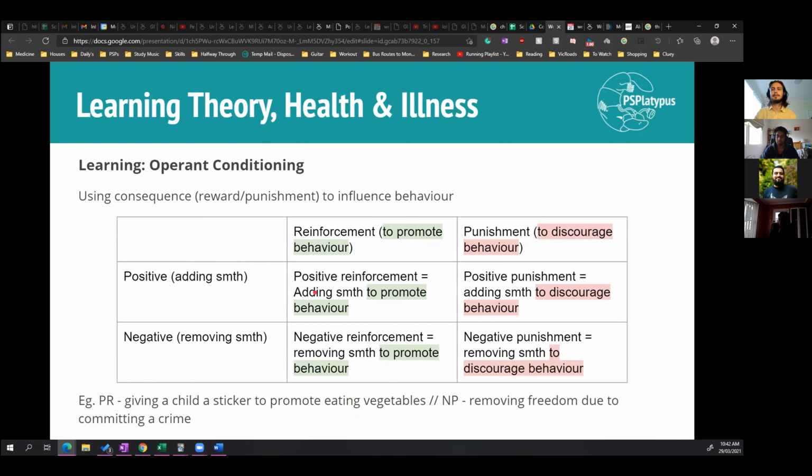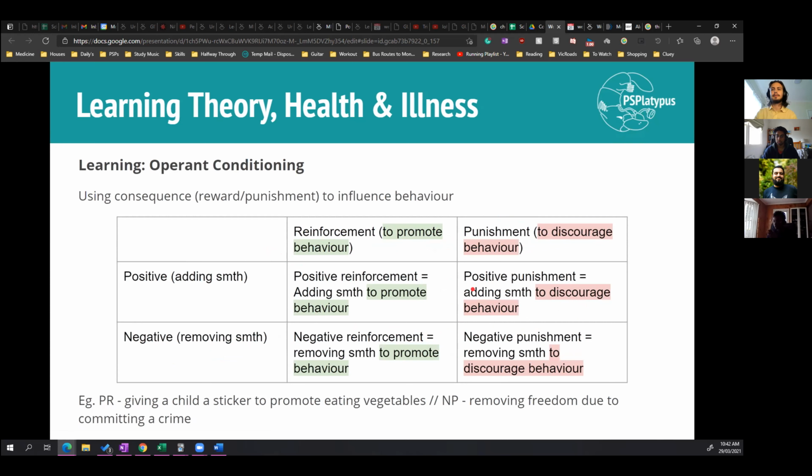Equally, the second example is removing freedom due to committing a crime. Removing freedom is removing something, which is negative, and we're doing that to discourage committing crimes, which is punishment. So that's negative, removing something, punishment, discouraging the behavior: negative punishment. It's just a 2x2 table that you can use to figure out what's going on.